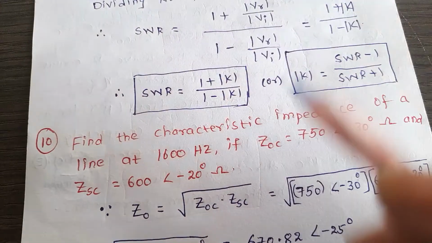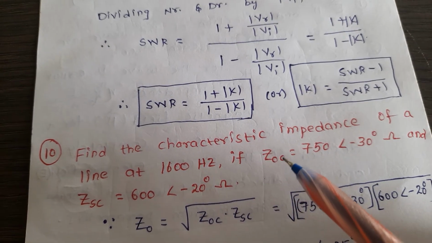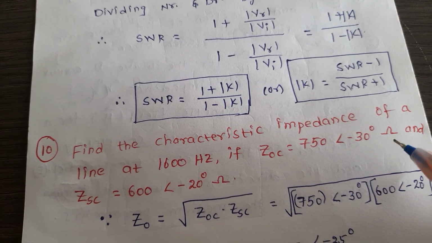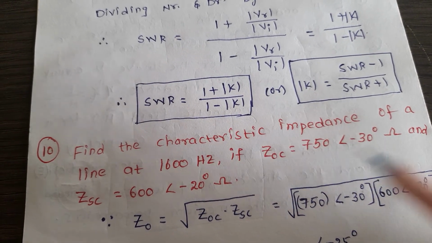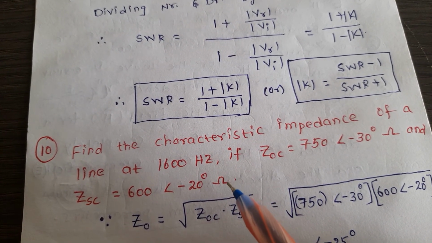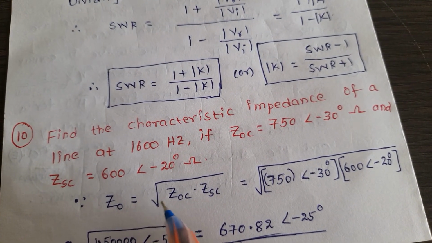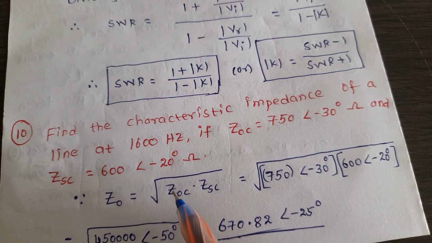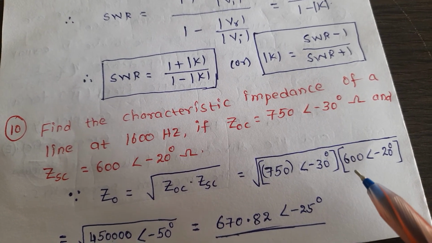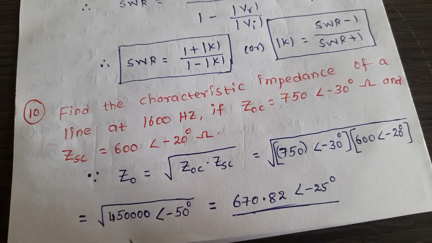Now coming back to the last question, find the characteristic impedance of a line at 1600 Hz if the open circuit impedance is 750 angle minus 30 degrees, units are ohms, and the short circuit impedance is 600 angle minus 20 degrees, units are ohms. We have to find the characteristic impedance. We know that the characteristic impedance Z0 is equal to the square root of open circuit impedance times short circuit impedance, then 750 angle minus 30 degrees times 600 angle minus 20 degrees.